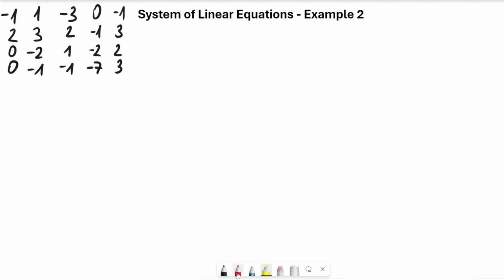Why did we do that? Because here we need a number. And the simplest number of the first column is the -1. So once again, as in the previous example, we want zeros here below, so we want to get rid of this 2. We can perform elementary row operations.